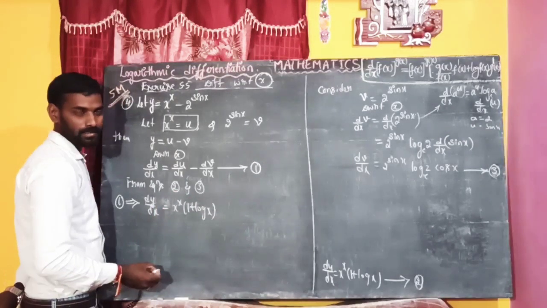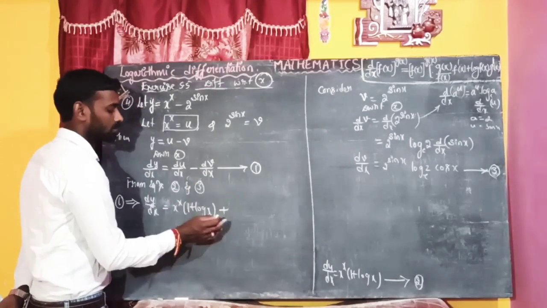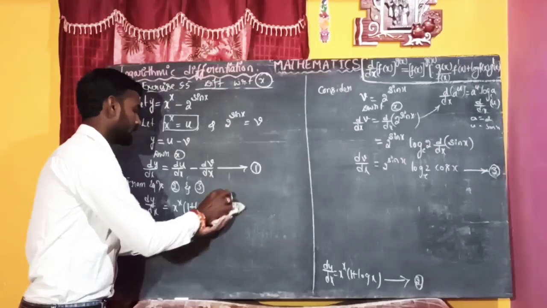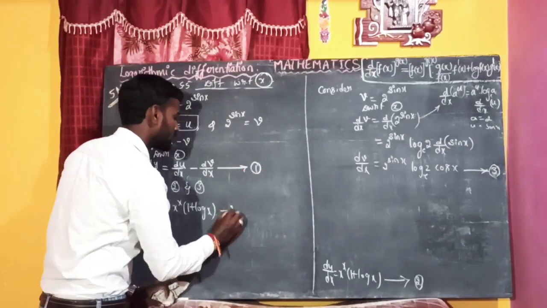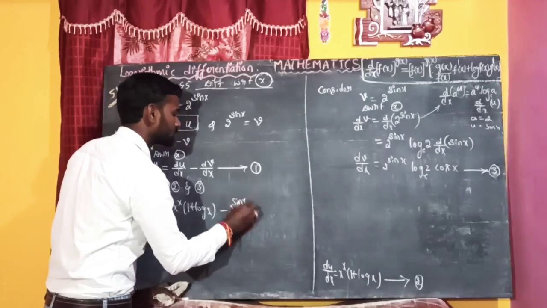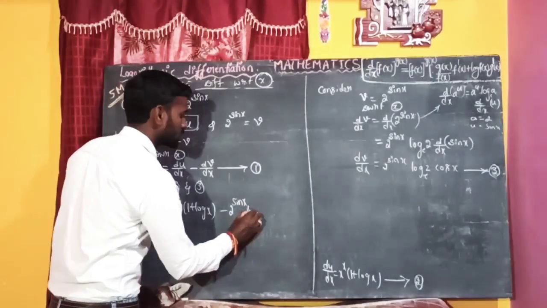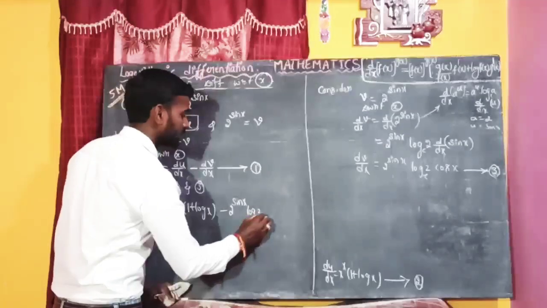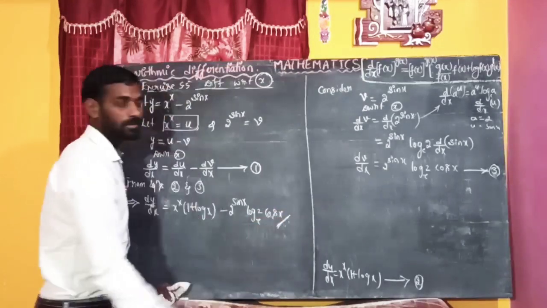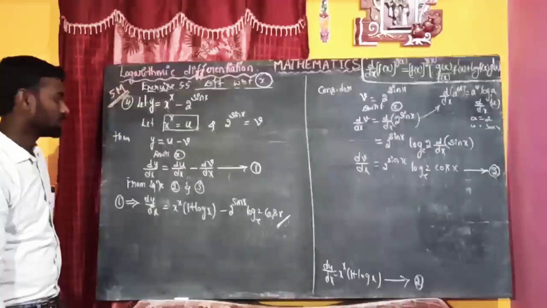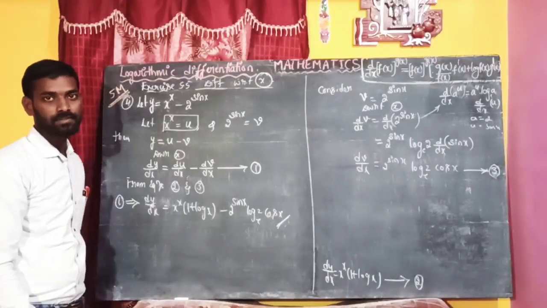Lastly you should write like this. Here it is minus dv by dx, which means 2 to the power of sin x into log 2 for the base into cos x. This should be our answer. Like this we have to differentiate the function.